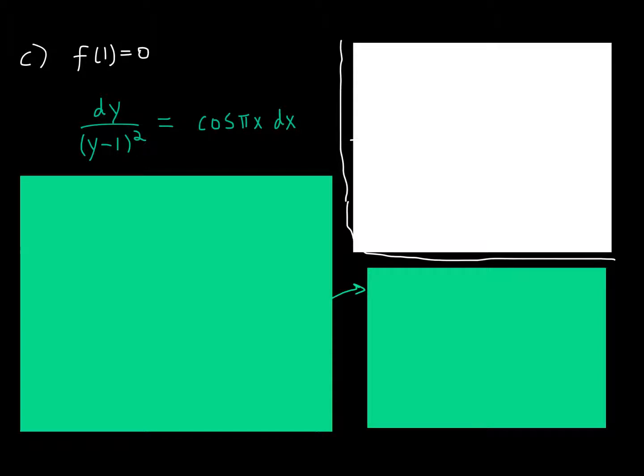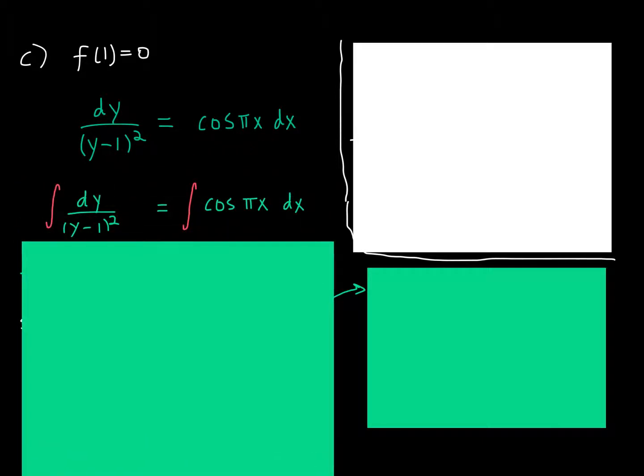For part C, I need to separate my variables and anti-differentiate, and so I'm going to multiply by 1 over y minus 1 squared and by dx on both sides. That gives me this situation here, and then I'm going to take the antiderivative of both sides. So taking the antiderivative on the left, you might want to make a u substitution here, and so I'm going to show you what this will look like over here on the right.